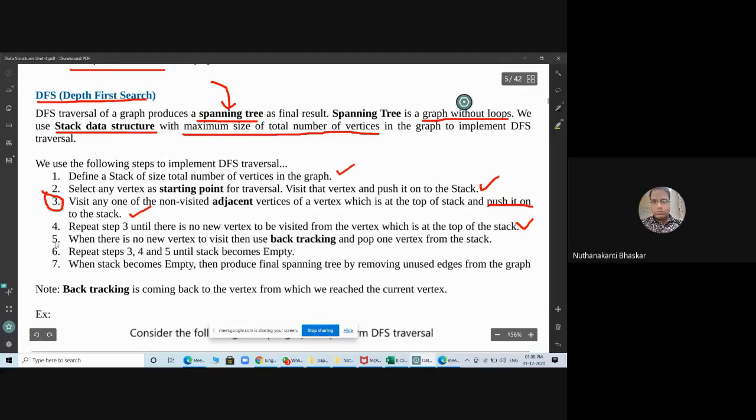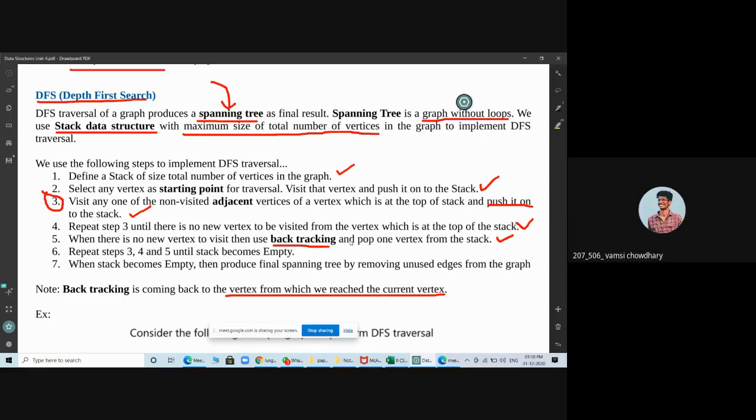Now coming to the fifth step. When there is no new vertex to visit, then use backtracking and pop one vertex from the stack. Backtracking is nothing but moving back. From where you came to that particular node, move back to that node. After moving back, you need to pop the top of the stack. Backtracking means we move back to the previous vertex from the current vertex. Clear?